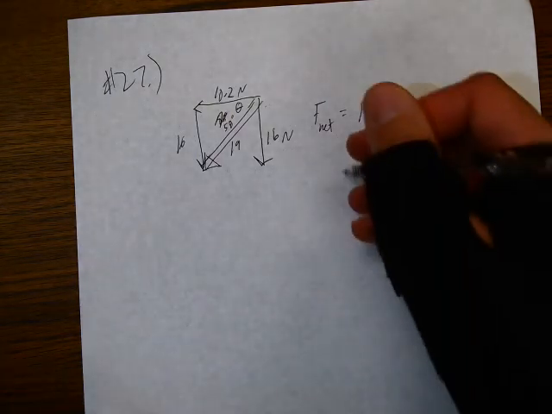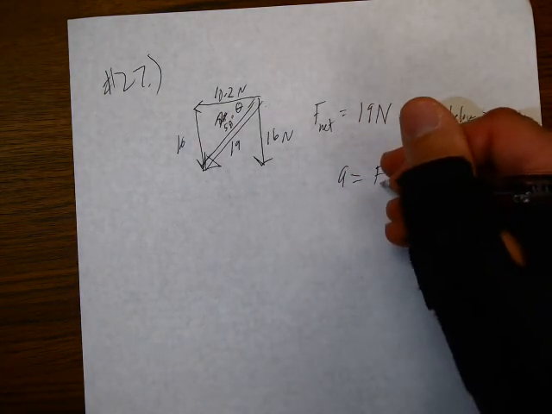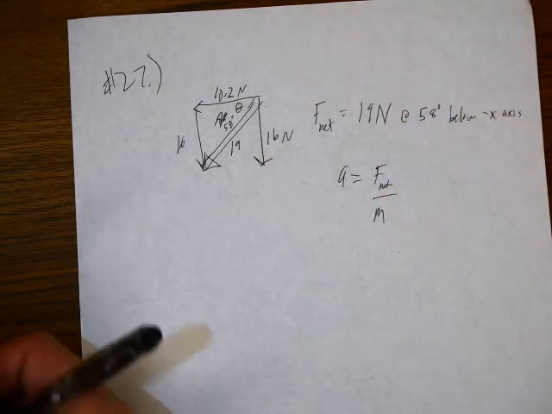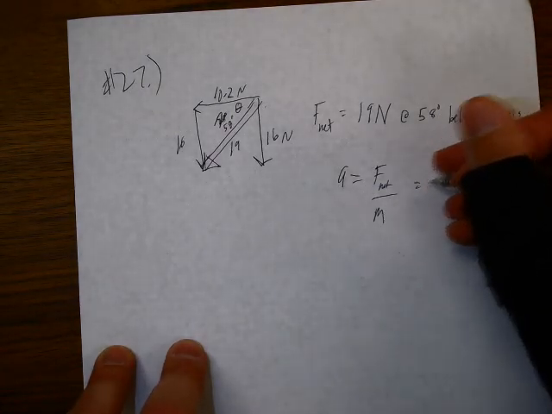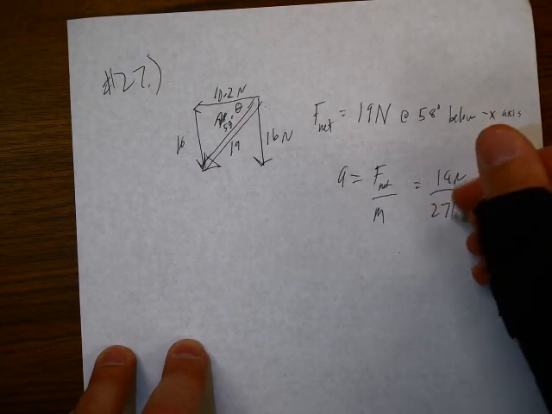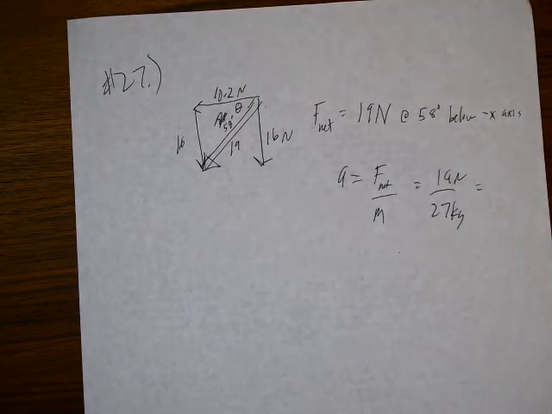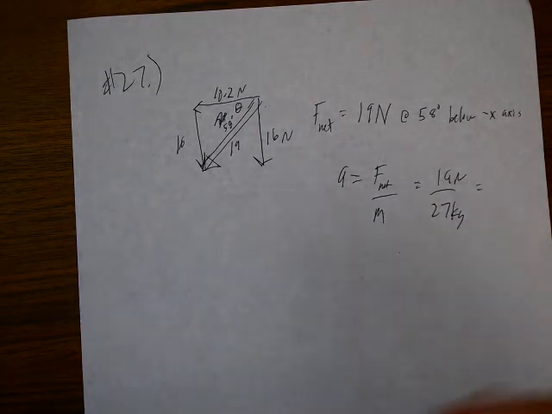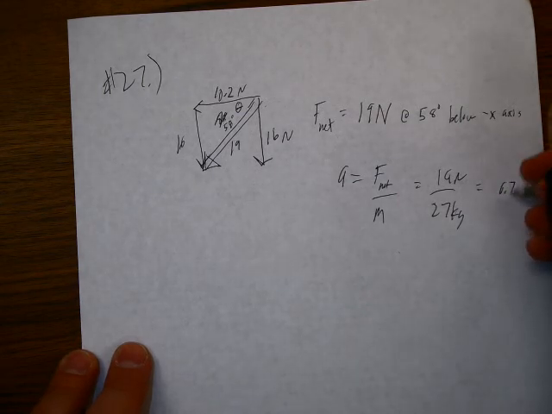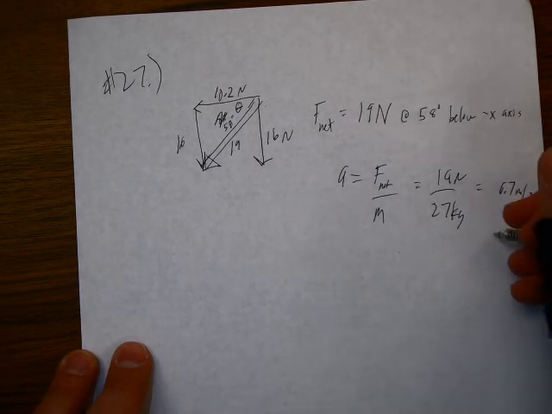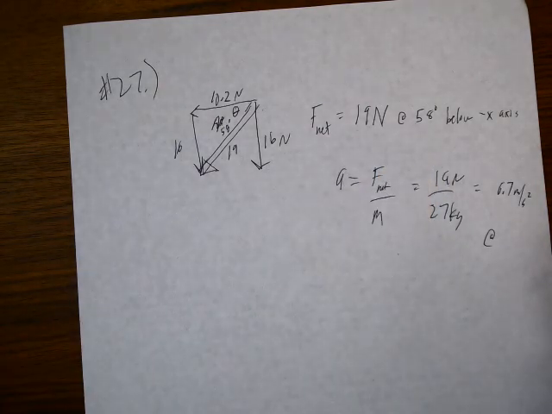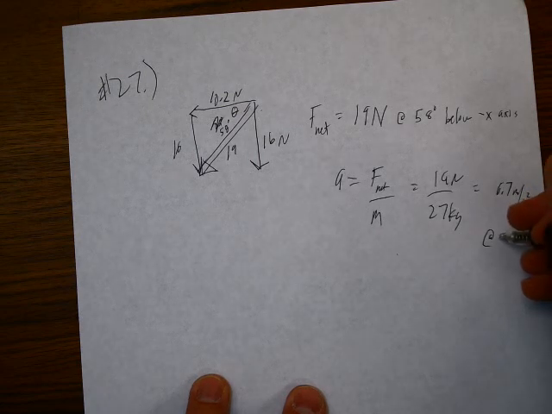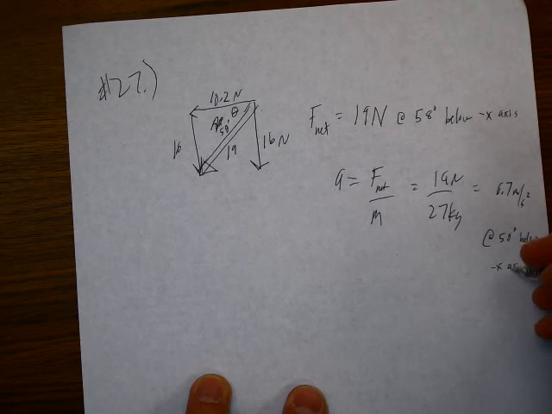They're asking us to find the acceleration here. So acceleration is net force divided by mass. And the mass is 27 kilograms in the problem. So I'm just going 19 newtons divided by 27 kilograms. And that's 0.7 meters per second squared at the same direction as the net force. Because whatever direction the net force is, that's the direction of the acceleration. 58 degrees below negative x-axis.